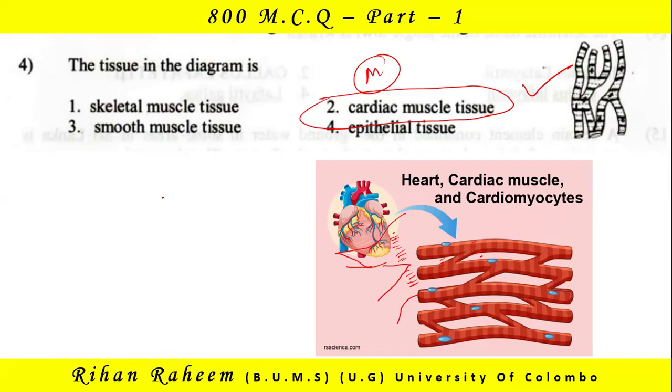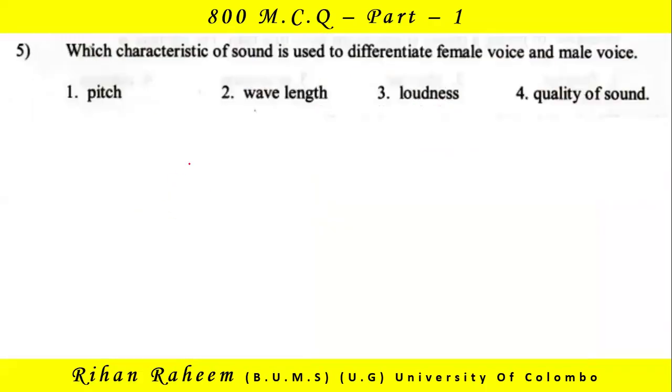Intercalated discs are a special feature of cardiac muscle. Hope you all can remember. That was the first lesson of your grade 11. Anyway, the answer is number two, cardiac muscles. Let's go to the fifth one.